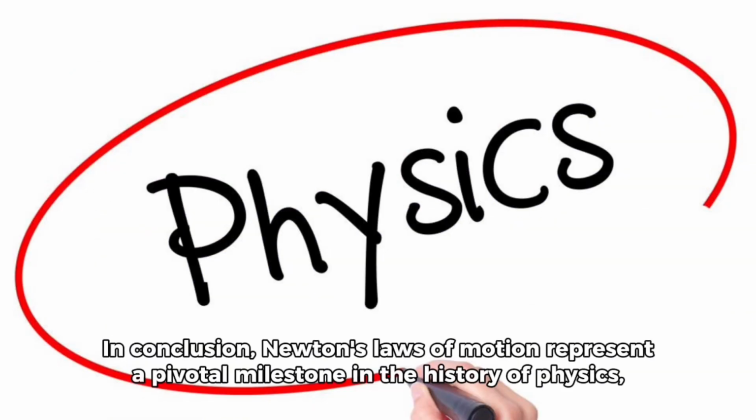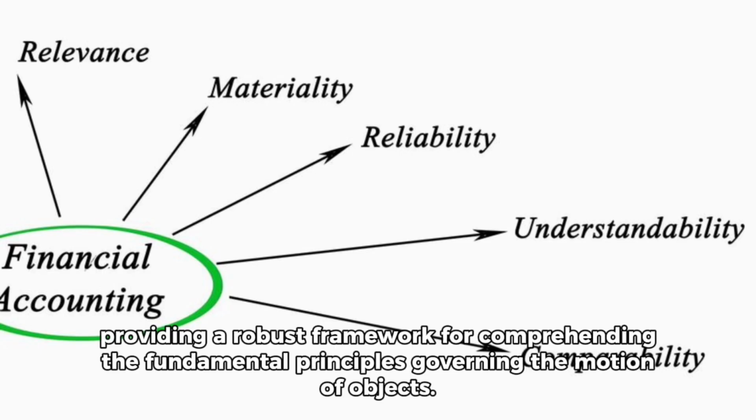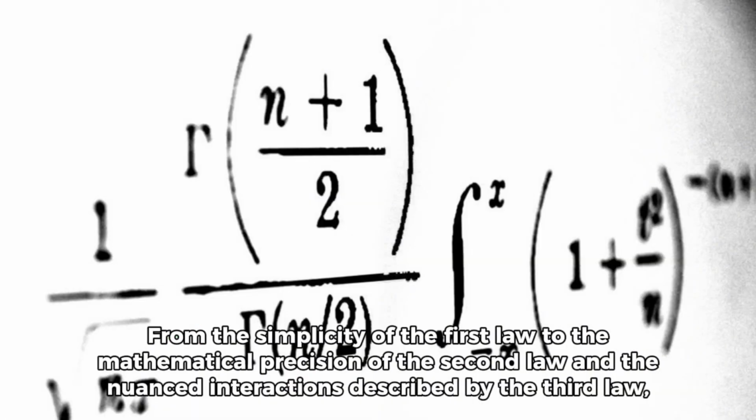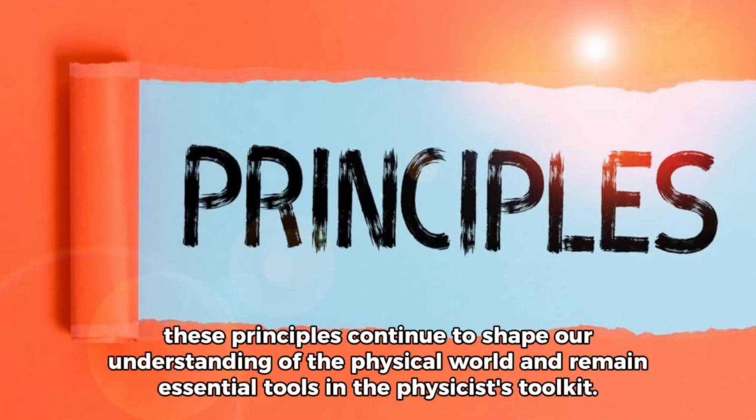In conclusion, Newton's laws of motion represent a pivotal milestone in the history of physics, providing a robust framework for comprehending the fundamental principles governing the motion of objects. From the simplicity of the first law to the mathematical precision of the second law and the nuanced interactions described by the third law, these principles continue to shape our understanding of the physical world and remain essential tools in the physicist's toolkit.